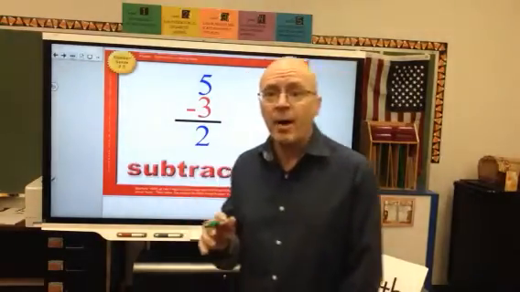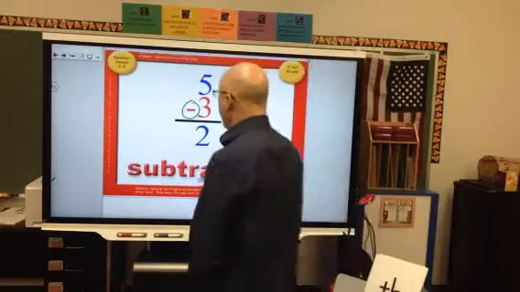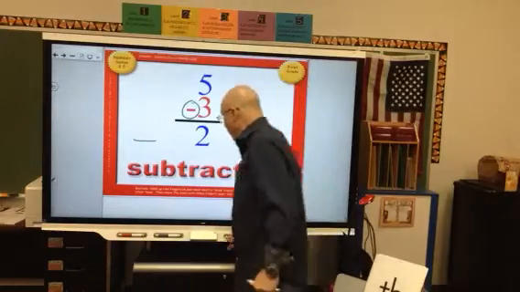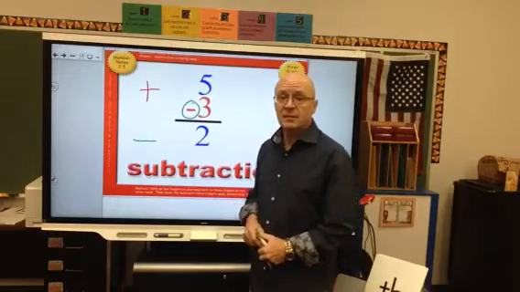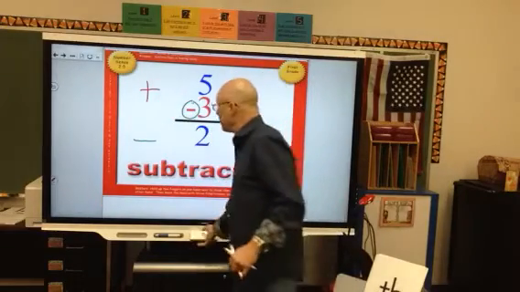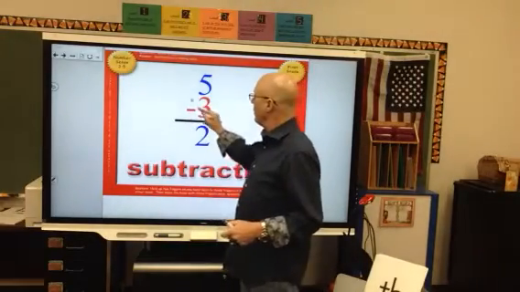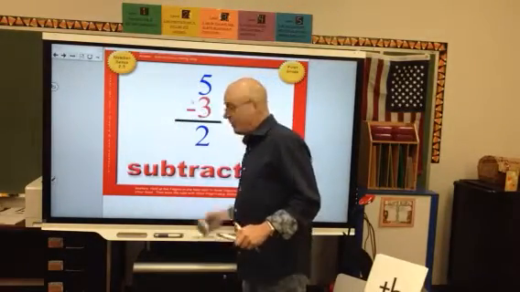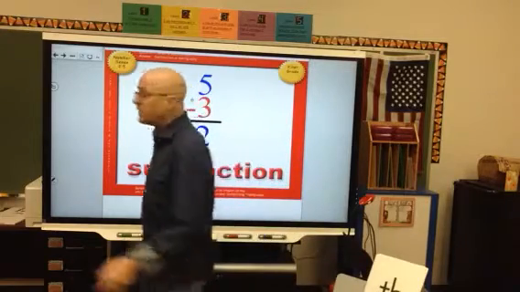When you see a math problem, the first thing you got to do is look at the sign and see what it's asking you to do. In this case, we've got a minus sign. That means we're going to take some away. When we did addition, we had a plus. That means we're going to put together. But when we do subtraction, we've got the minus sign. And that's going to be very important for you to always look at the sign, because that's going to tell you what to do.